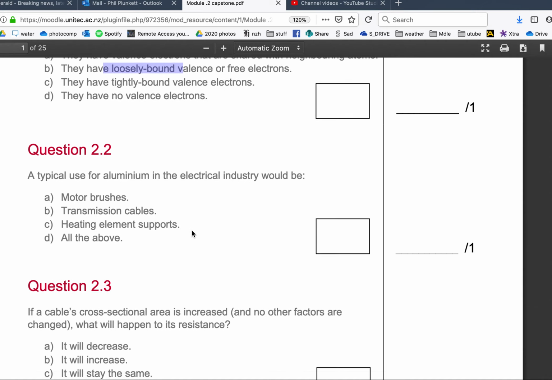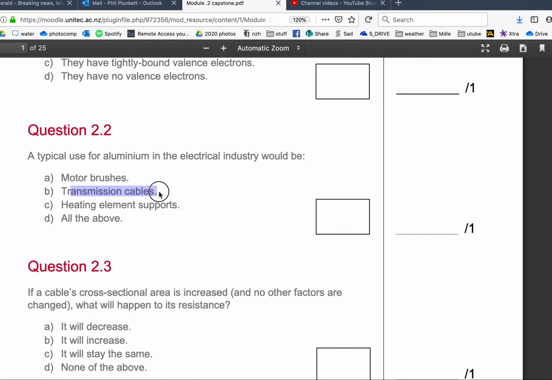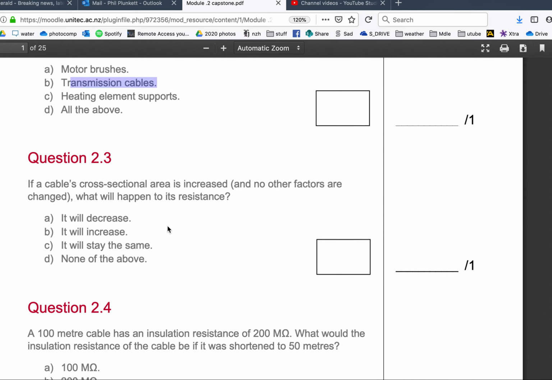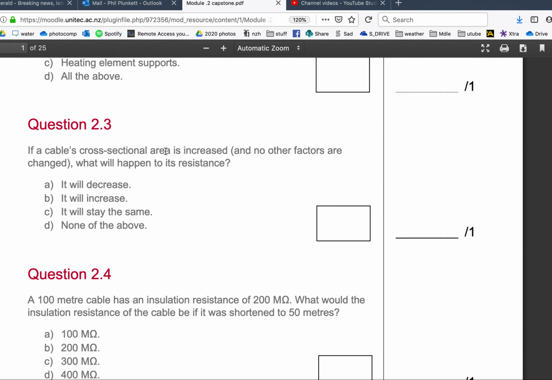A typical use for aluminium. Aluminium's nice and light, so where do we use it a lot? Those transmission cables. When you go alongside the motorway, you look up at those big power cables, they'll be aluminium because it's nice and light. Can keep those towers further apart.